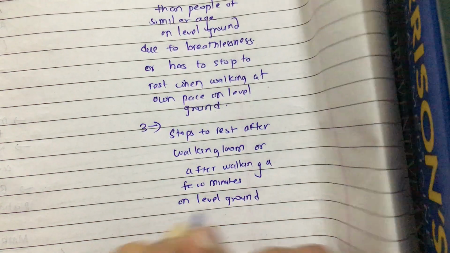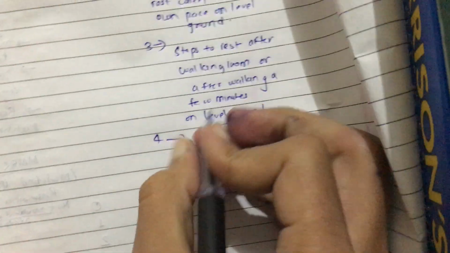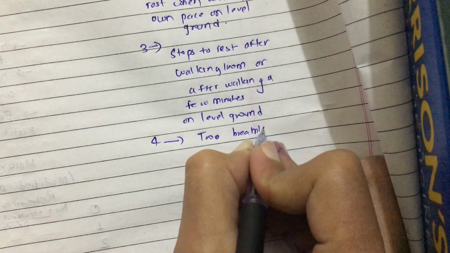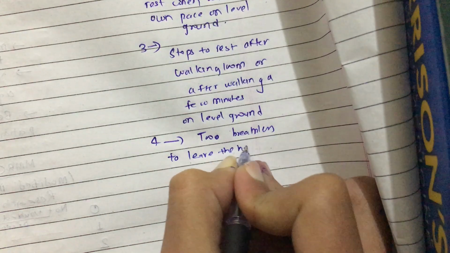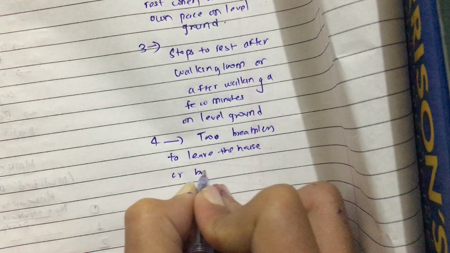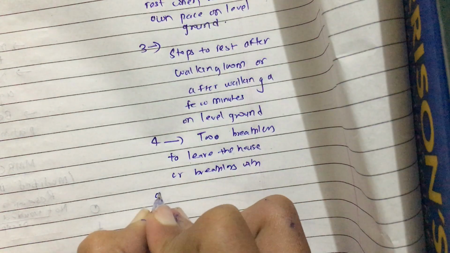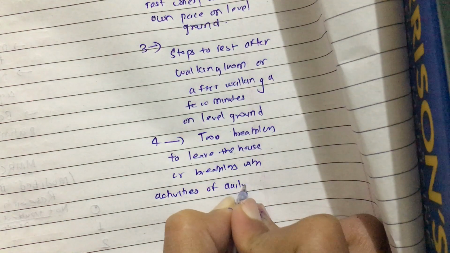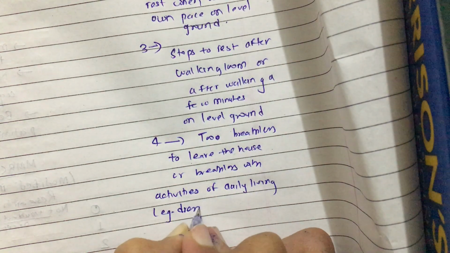And MMRC grading 4 means too breathless to leave the house, or breathless with daily activities of daily living, for example, dressing or undressing.